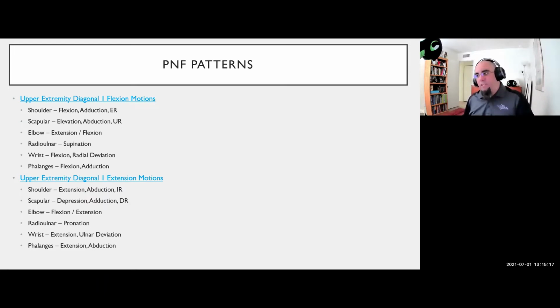The last thing we had finished with were the 4 patterns, right? The 4 diagonal, hence D patterns. 2 of the upper extremity, 2 of the lower extremity. And if you remember, I said that those diagonal patterns are going to be named, so you have D1, D2 of the upper extremity, D1, D2 of the lower extremity. Each of those are going to have a flexion and an extension pattern.